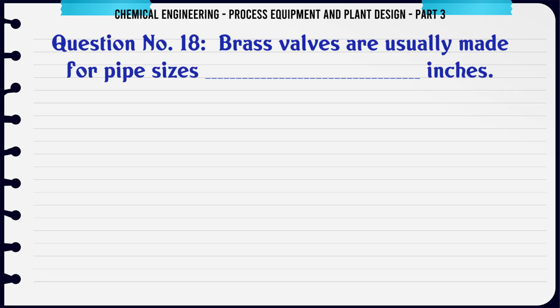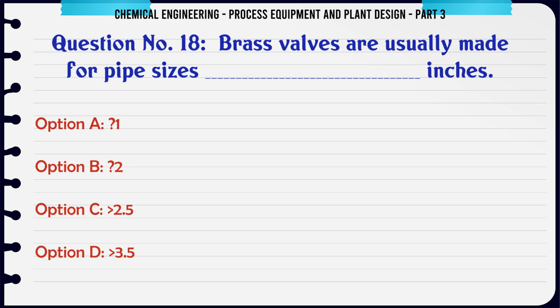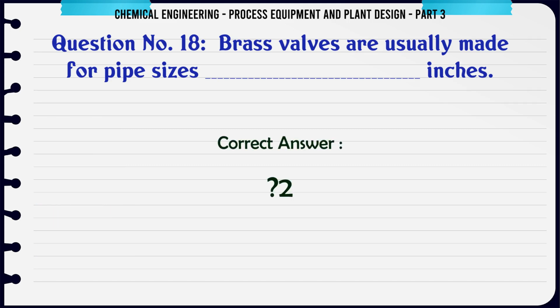Brass valves are usually made for pipe sizes inches. A 1, B 2, C 2.5, D 3.5. The correct answer is 2.